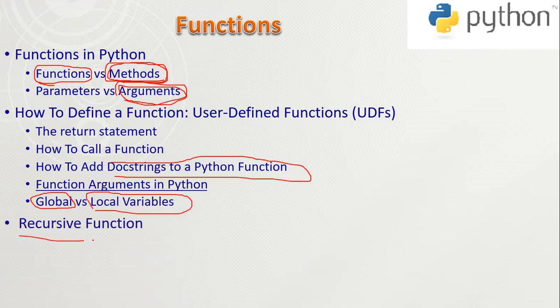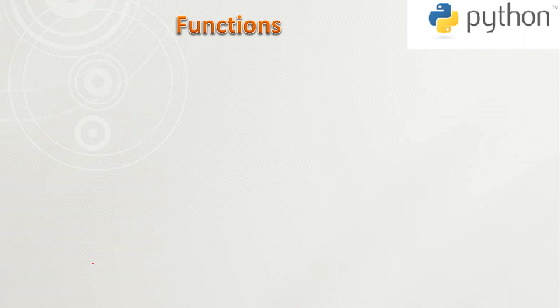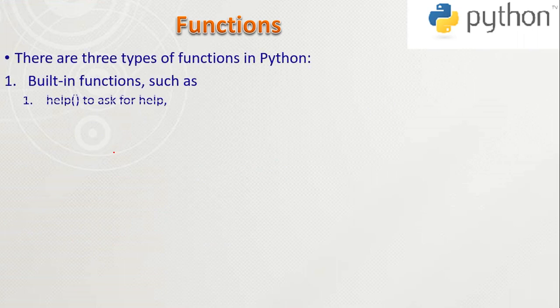We have recursive functions, we'll see. The function which calls itself is called a recursive function. Anonymous functions in Python: the functions defined without any name are anonymous functions. We can also use a main function in Python. So there are three types of functions, as I told earlier.